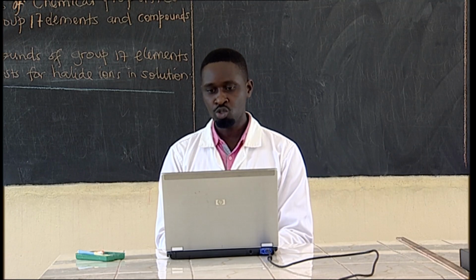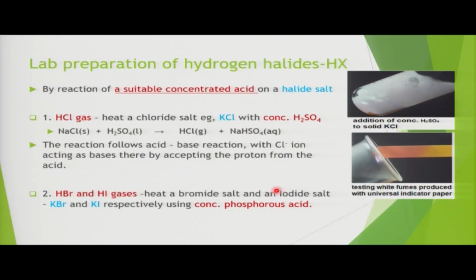So let's go to one other aspect, which is the lab preparation. Lab preparation of hydrogen halides. A good point to note in here, you just need a suitable concentrated acid, react it with a halide. So the acid brings in the hydrogen ion, then the halide comes in, and they combine to form the hydrogen halide.